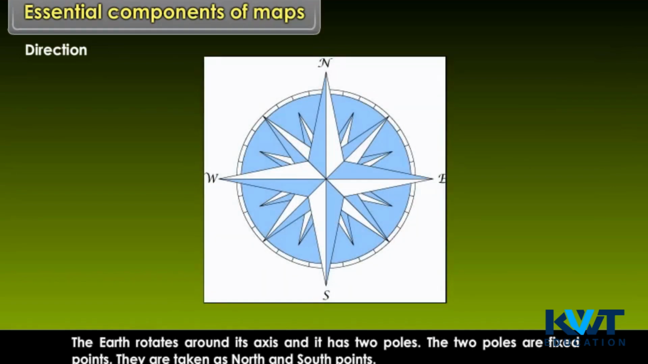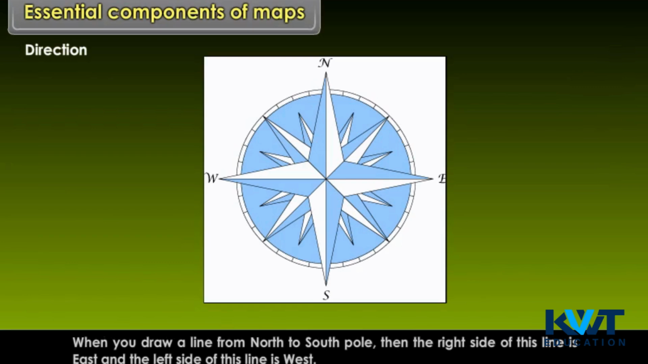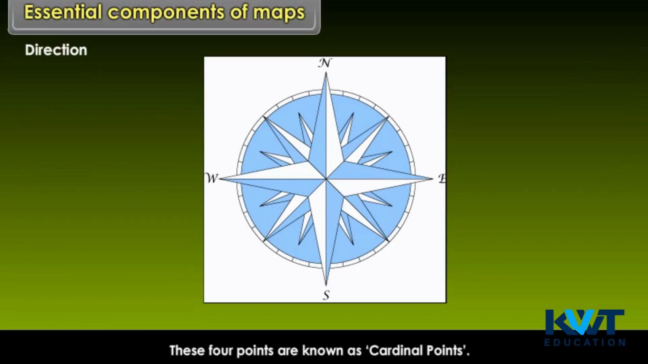The earth rotates around its axis and it has two poles. The two poles are fixed points. They are taken as north and south points. When you draw a line from north to south pole, then the right side of this line is east and the left side of this line is west. These 4 points are known as cardinal points.